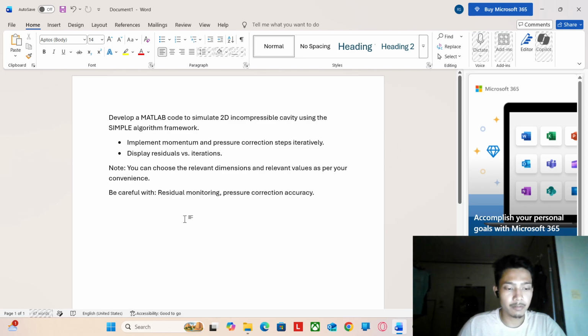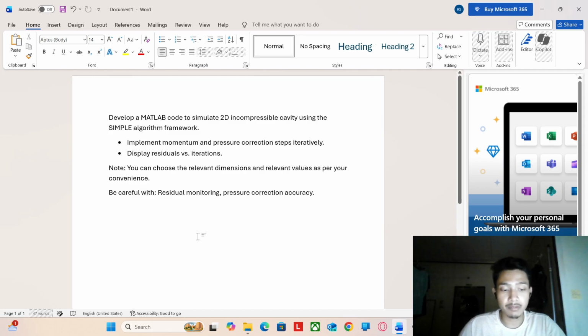Hello everyone. Today I will present my MATLAB project on simulation of a 2D incompressible lid-driven cavity flow using the SIMPLE algorithm framework. The main objective of this project is to solve the incompressible Navier-Stokes equations iteratively using pressure correction and to monitor convergence using residual plots. In this problem, we consider a square cavity where the top wall moves horizontally with constant velocity, while all other walls remain stationary. Due to the motion of the top lid, circulation develops inside the cavity.